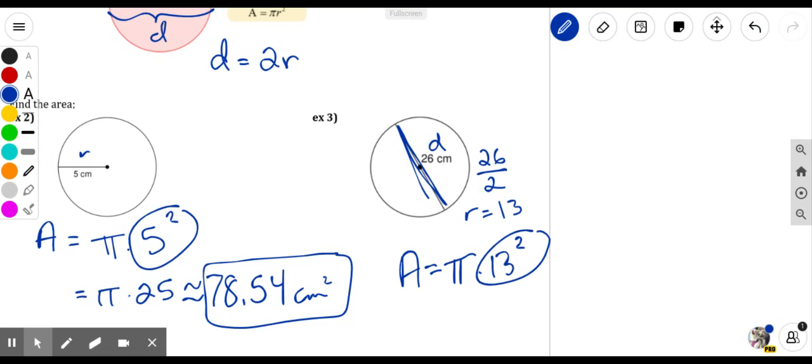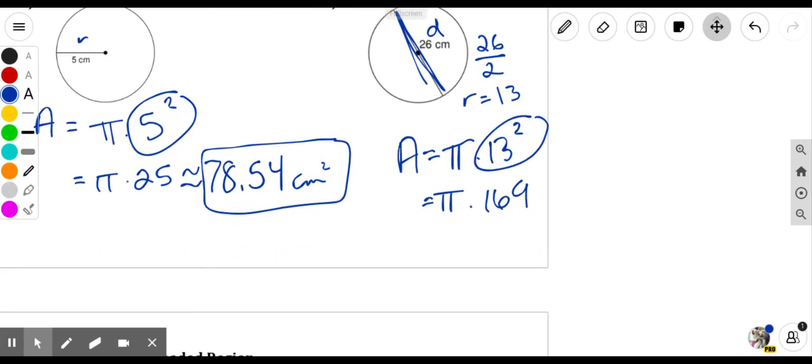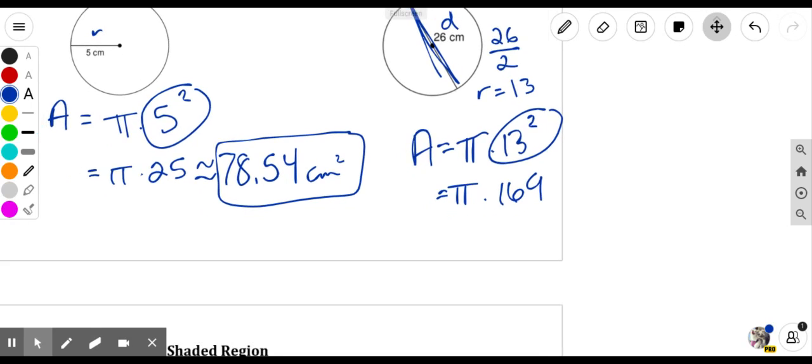Again, you're doing the exponent first. So this is going to be pi times 169. That's 13 times 13. And then just plug it into the calculator. So it's 530.93. And this is centimeters squared.